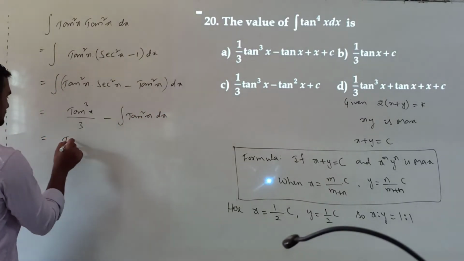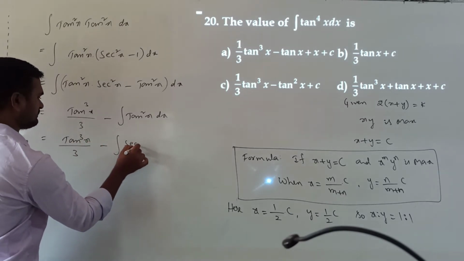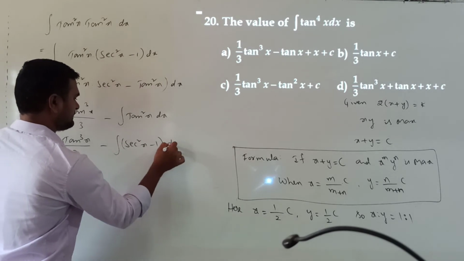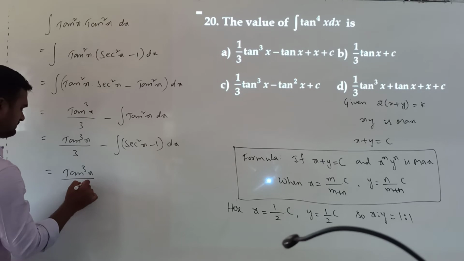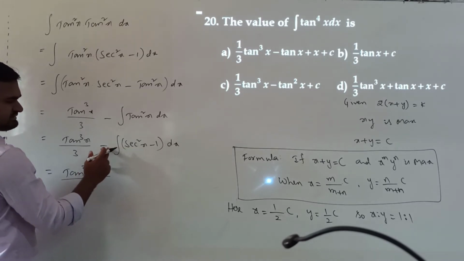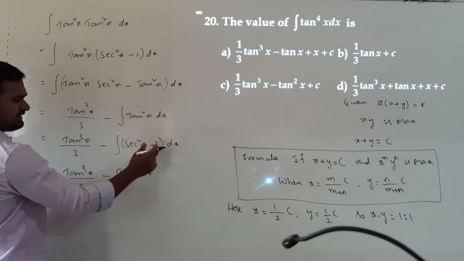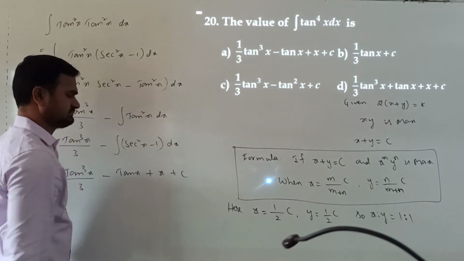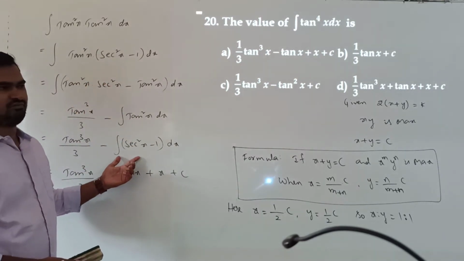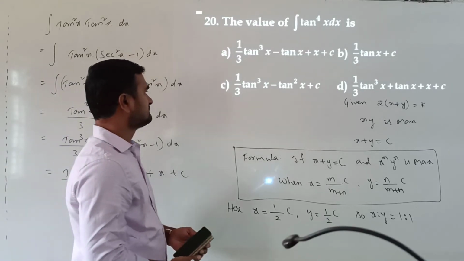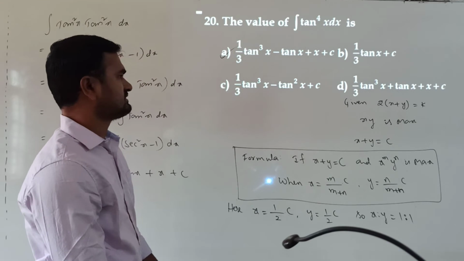Integral tan square directly we don't know. So again write it in terms of secant square: secant square minus 1. So tan cube x divided by 3 minus integral secant square, which is tan x, minus into minus plus integral 1, which is x, plus c. Okay, so just write tan in terms of secant and apply the formulas. So the required answer is tan cube x by 3 minus tan x plus x plus c. First option is correct.